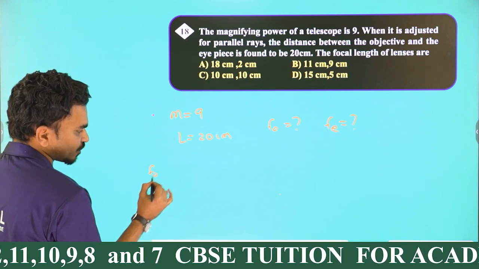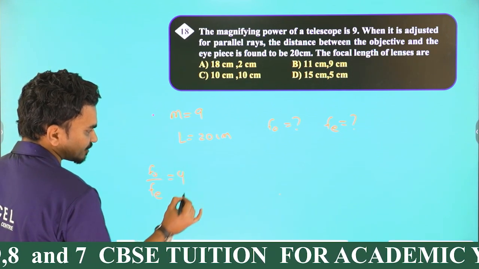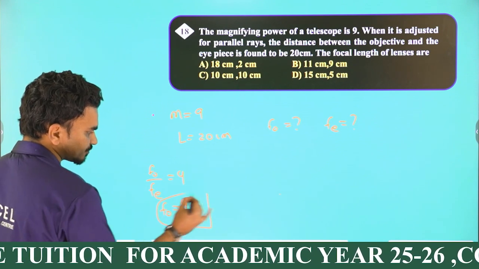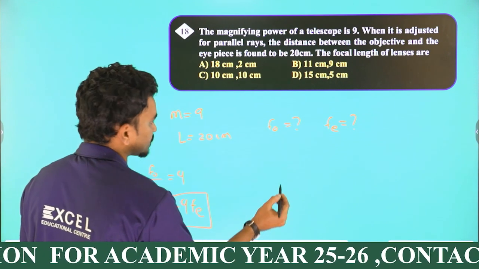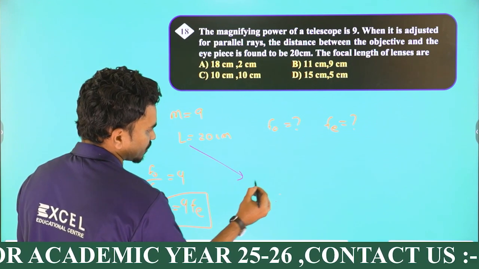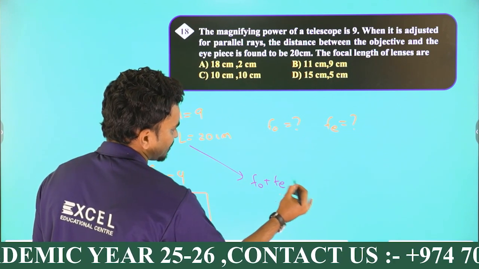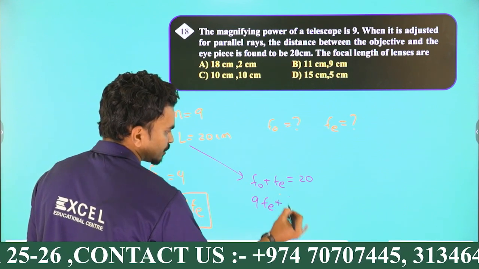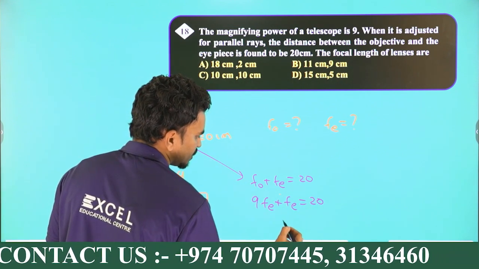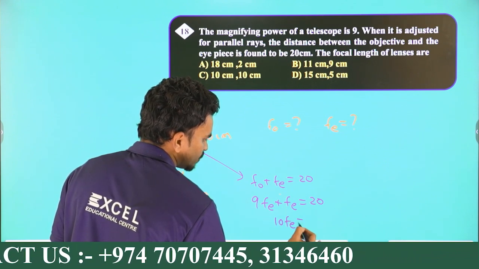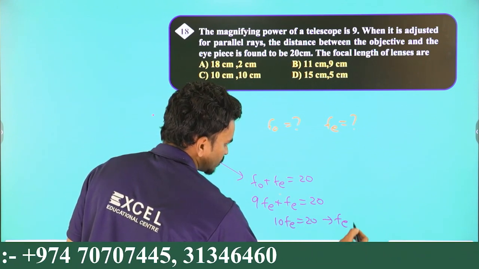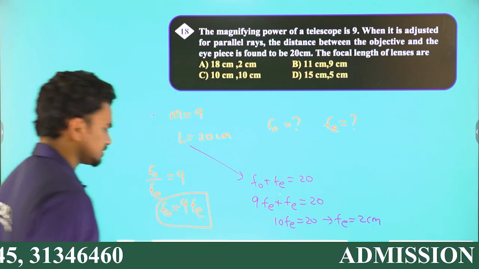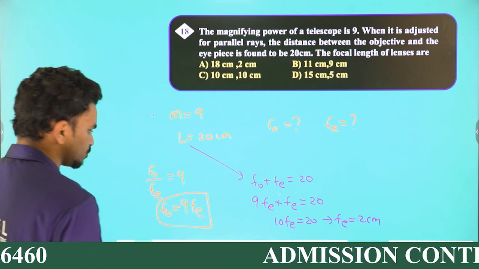Magnification is given. So fo by fe is 9. From here, fo can be written as 9 times fe. Then the tube length relation. What's the tube length? 20. So fo plus fe is 20. Writing fo as 9 times fe, 9 fe plus fe is equal to 20. 10 fe is equal to 20. fe is equal to 2 centimeter. Yes, eyepiece focal length is 2 centimeter.